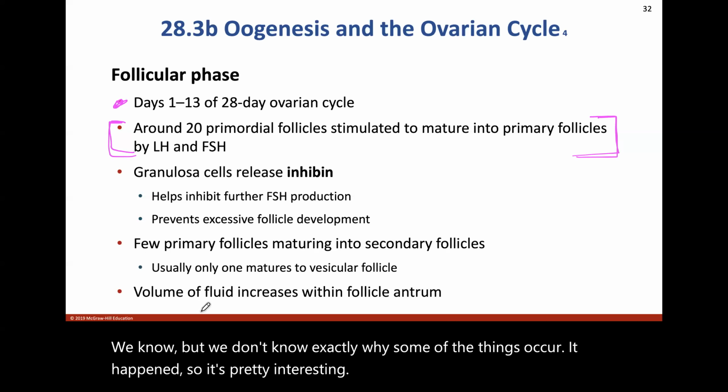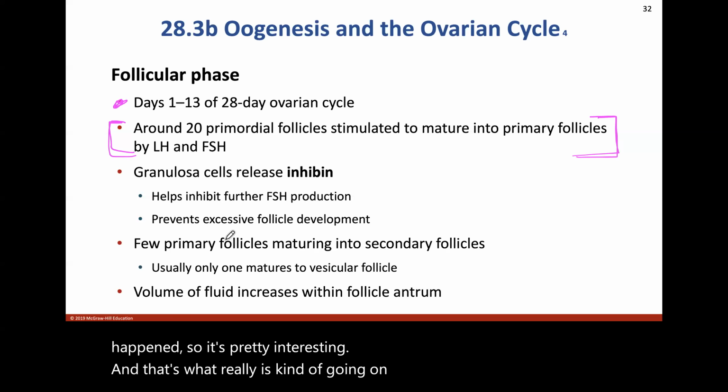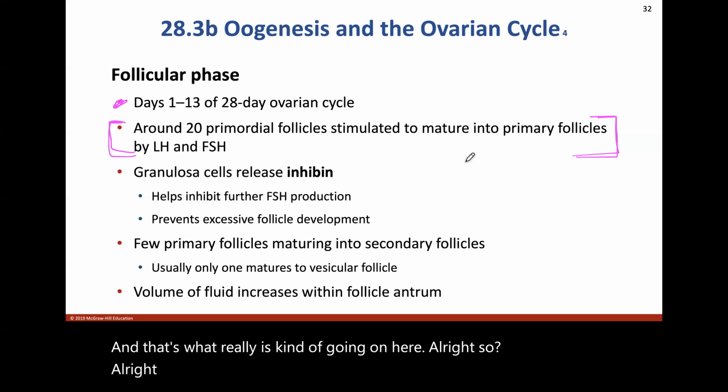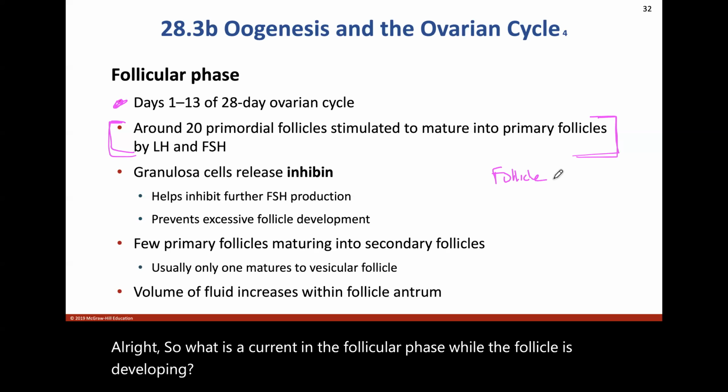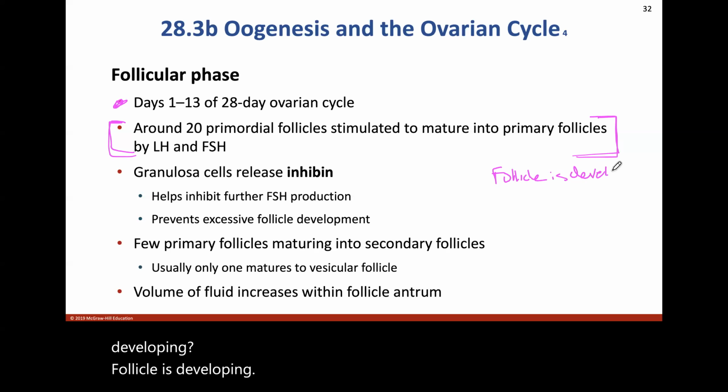And that's what is really going on in here. All right. So, what is occurring in the follicular phase? Well, the follicle is developing. Okay. Follicle is developing.